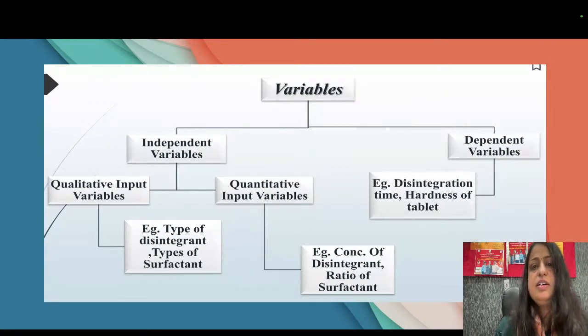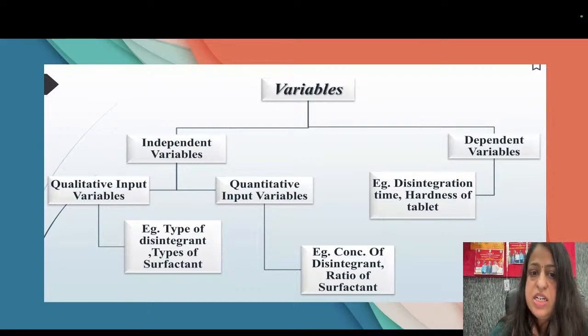Yes, this I discussed earlier with you about the variables. We have two types of variables, which is the basic prerequisite for any type of optimization technique. One is independent variables and the second is dependent variables. Independent variables may be qualitative, as I told you earlier, or quantitative. If it is qualitative, then the type of disintegrant, type of surfactant, type of polymer, or grade of surfactant can be taken.